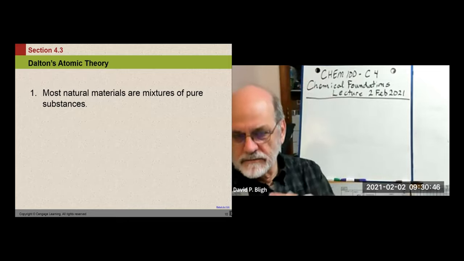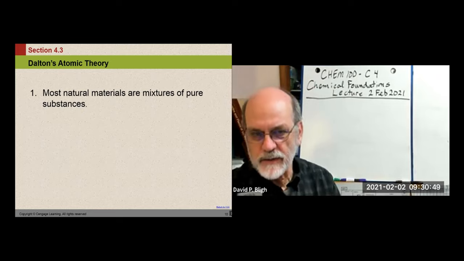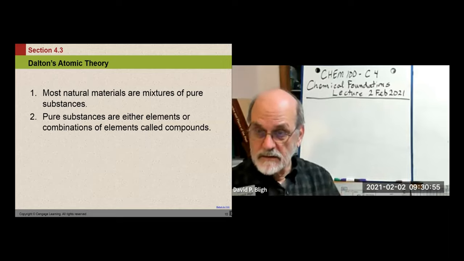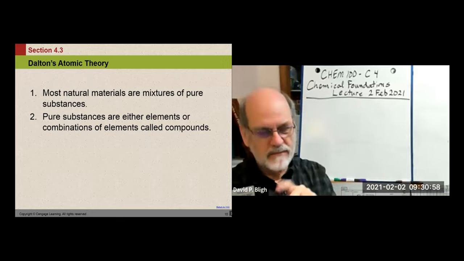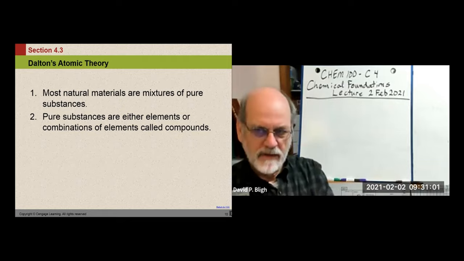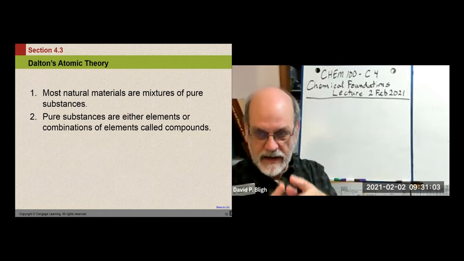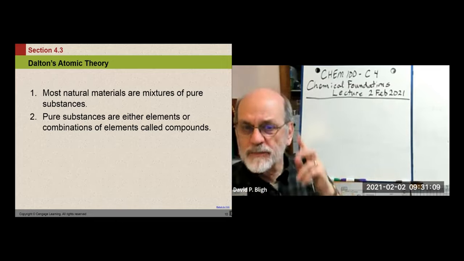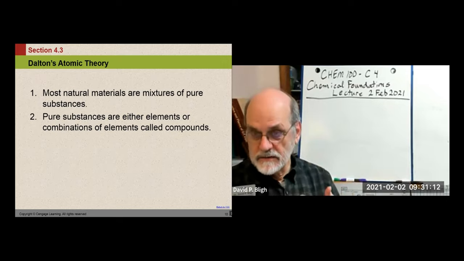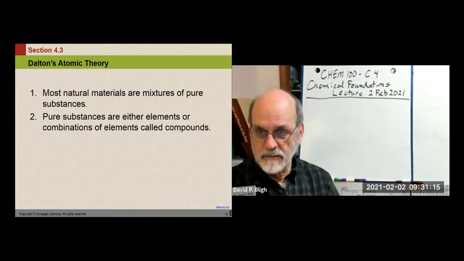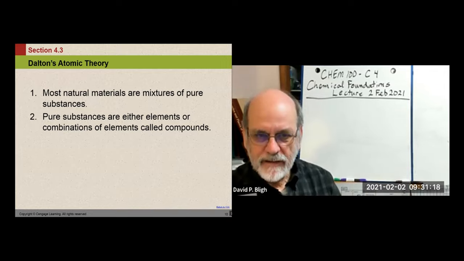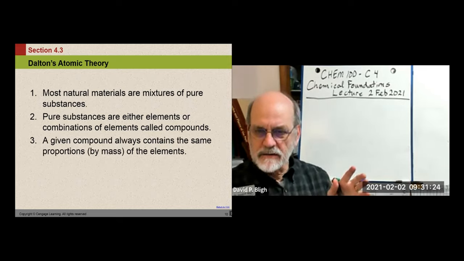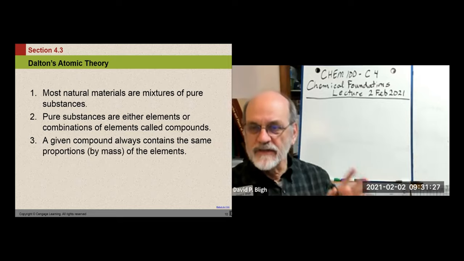So he said most naturally occurring materials are mixtures of pure substances. The pure substances can either be elements composed of one type of atom. And I'm using a word we haven't defined yet, right? The atom is the simplest part of that element. Can't get any smaller. Or it could be a combination of elements that we call compounds. A compound always contains the same proportion of elements.